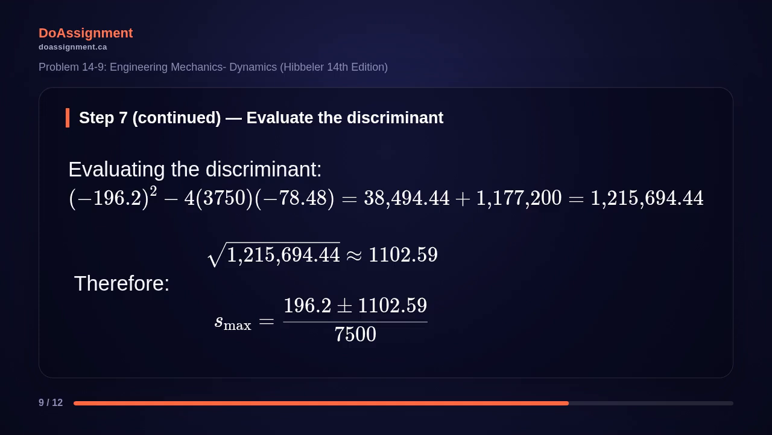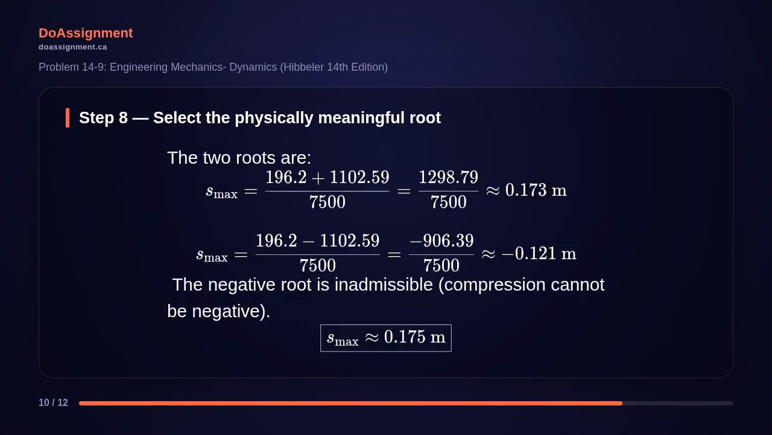The discriminant equals 38,494.44 plus 1,177,200, which equals 1,205,694.44. Taking the square root gives approximately 102.59. So S max equals 196.2 plus or minus 102.59, all divided by 7,500. The two roots are approximately positive 0.173 meters and negative 0.121 meters.